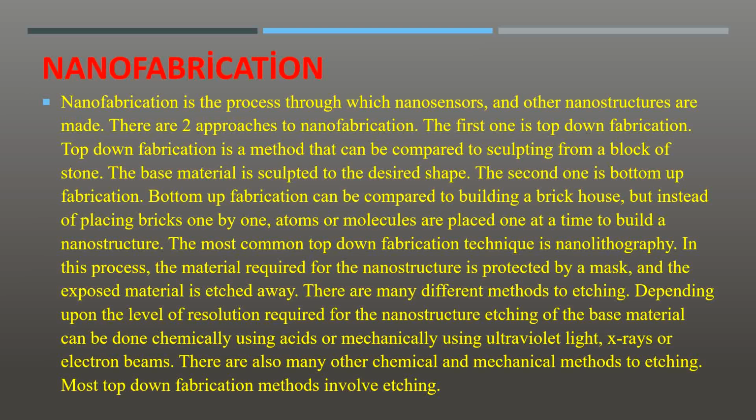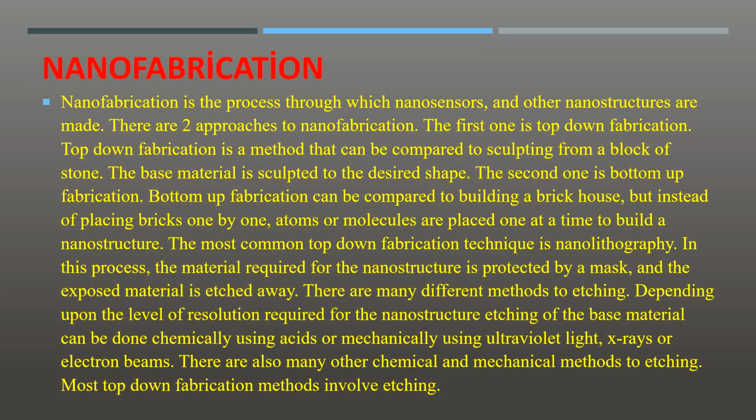The second one is bottom-up fabrication. Bottom-up fabrication can be compared to building a brick house, but instead of placing bricks one by one, atoms or molecules are placed one at a time to build a nanostructure. The most common top-down fabrication technique is nanolithography. In this process, the material required for the nanostructure is protected by a mask, and the exposed material is etched away. There are many different methods of etching.